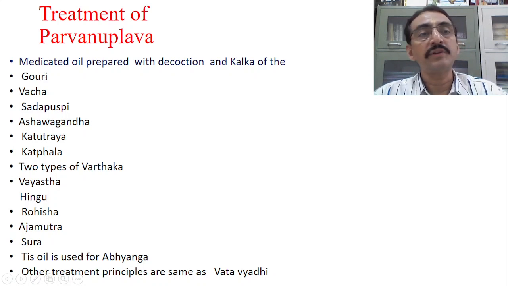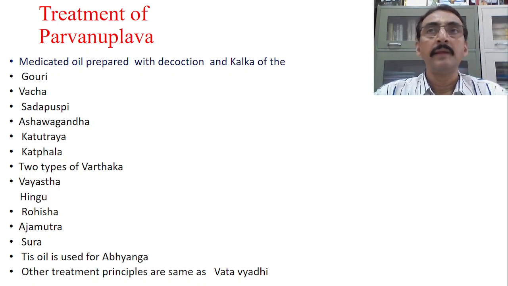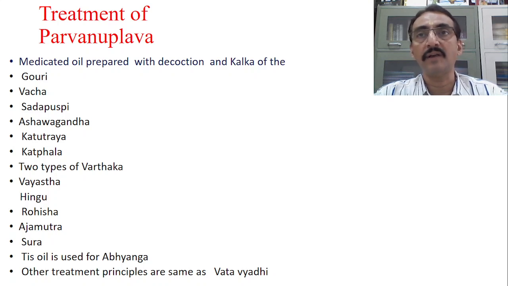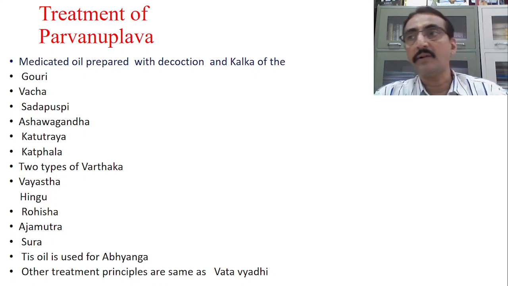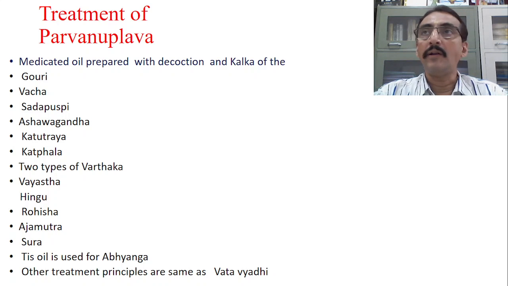Coming to the treatment portion of Parvanuplava, Ashtanga says an oil should be prepared for Abhyanga purpose. He says this has to be treated with the application of oil, Abhyanga. How should that oil be prepared? The oil should be prepared using drugs like Gauri, Vacha, Sadapushpi, Ashwagandha, Katutrayas, Katphala, two types of Vartaka, Vayastha, Hingu, Rohisha, Ajamutra and Sura.